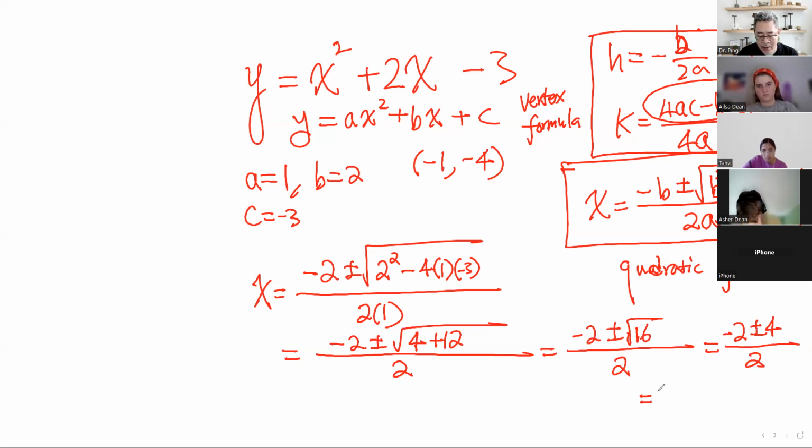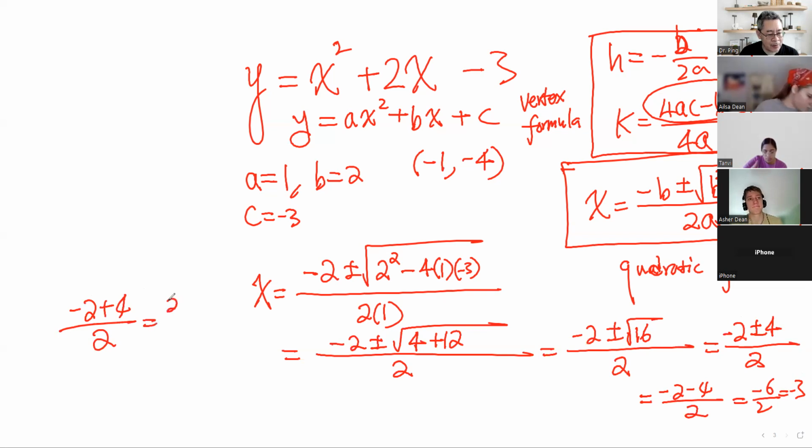So what we got here is -2, -4 over 2, -6 over 2, so it's -3. That's one. Another one is -2 plus 4 over 2. That is 2 over 2. That's 1. So therefore, we got 2 intercepts. We can write as -3, 0, and also 1, 0. So that's where those 2 points will be.